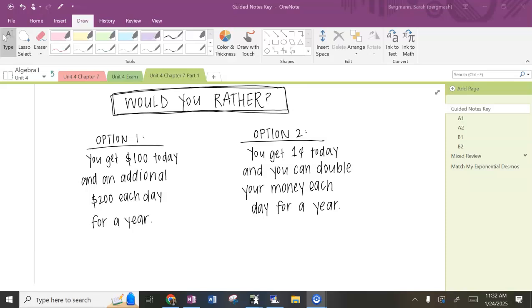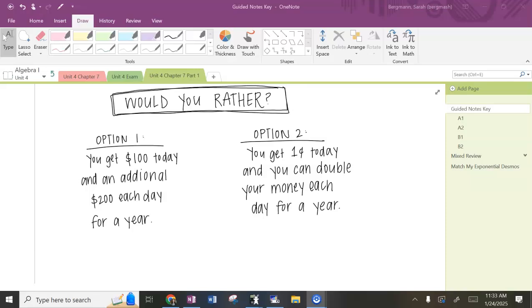So here are your options. Option 1, you can get $100 today and an additional $200 each day for a year. Option 2, you get 1 cent today and you can double your money each day for a year. Which option would you rather take? Go ahead and take a minute and decide which one you want and highlight your choice.